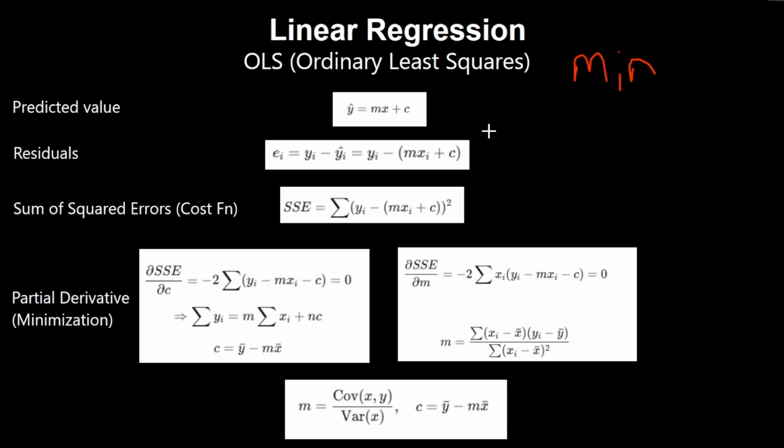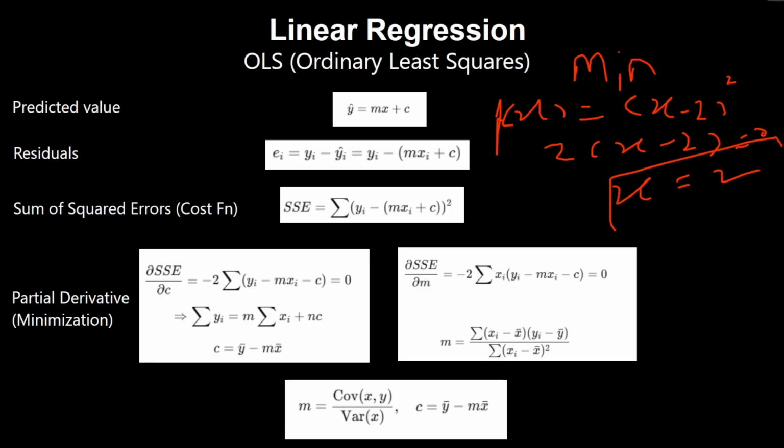So why do we do that? Let's say we take a function f of x equal to (x minus 2) the whole square. If we take the derivative of this with respect to x, we will have 2x minus 4, and if we equate it to 0, we will have the x value as 2. So this is the value for this function where we'll get the minimum value. If we put 2 here, we will have 0.